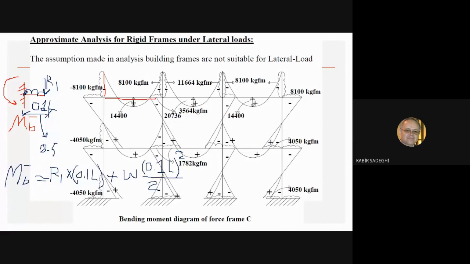Because sometimes you do some operation and you lose your path. You lose your way. You don't know what happened, and then one error changes everything. Everything should be checked and controlled at the end. End control is like that. You can check this moment. On the other side, it has the same value. And you know that because the load was symmetric, this moment at the end of beam type 1, they have the same value.